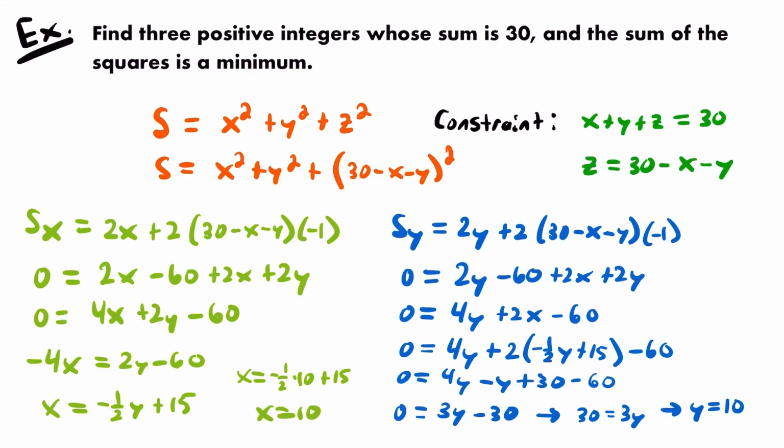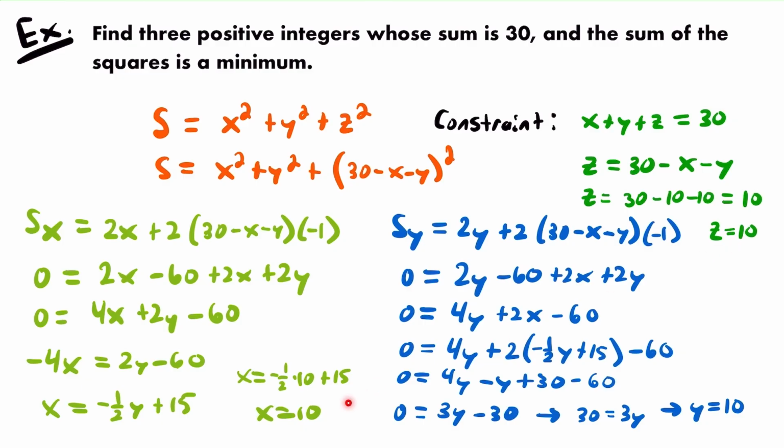To get the last integer, we have to plug in what we found for x and y back into our constraint, right? Z is equal to 30 minus x minus y. And now that we know that x and y are both equal to 10, we know that z is equal to 30 minus 10, which is also equal to 10. So we get z equals 10 as well. And that should make sense. The sum of x, y, and z will be 30. You'll have 10 plus 10 plus 10, which is 30.